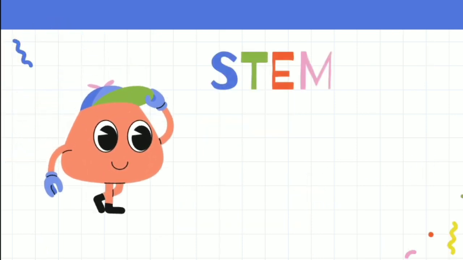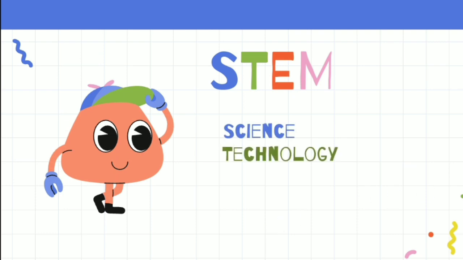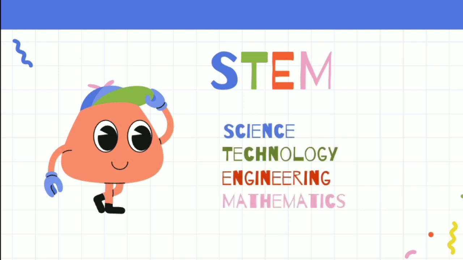STEM is an acronym about science, technology, engineering, and mathematics. So STEM is a breakthrough in education that will combine four subjects including science, technology, engineering, and mathematics, of course, to make a better quality in education.